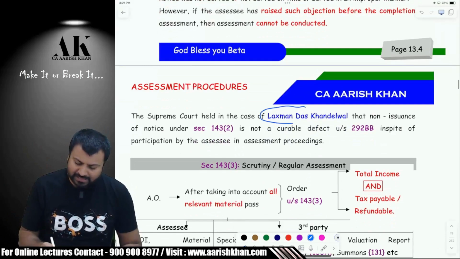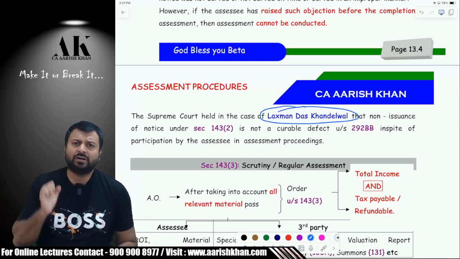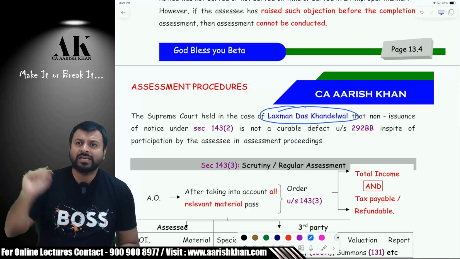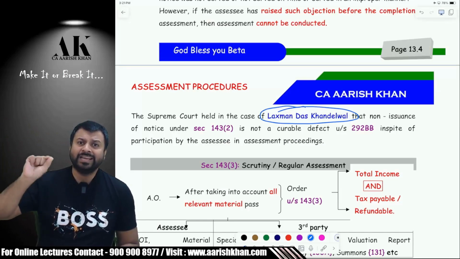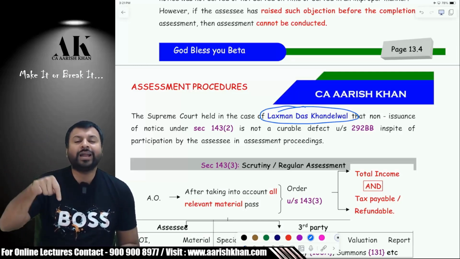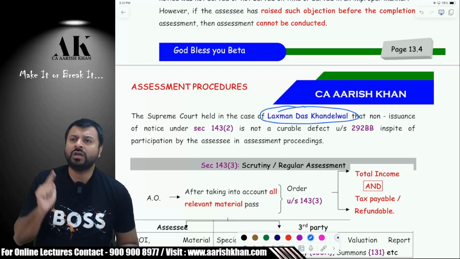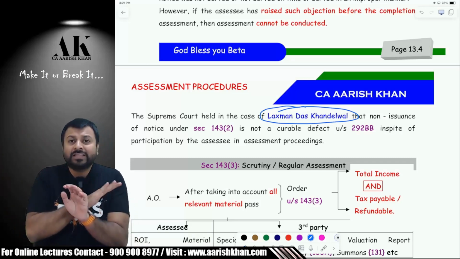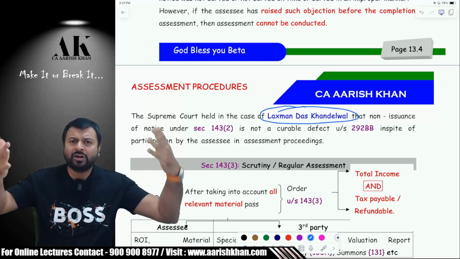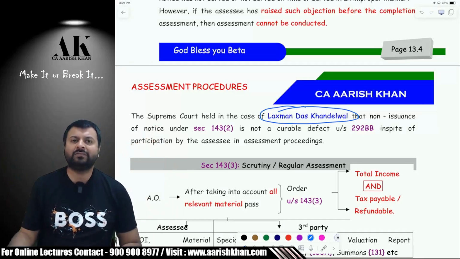But the Lakshman Das Khandelwal case law gives a very, very important issue. There were some cases in which the assessing officer was not issuing the notice and directly completing the assessment. In that case, the department cannot take the benefit of 292BB. 292BB is applicable only if the notice is either issued late or issued improperly. Without sending a notice, the department cannot defend itself under section 292BB. This is what the Lakshman Das Khandelwal case law has to say.